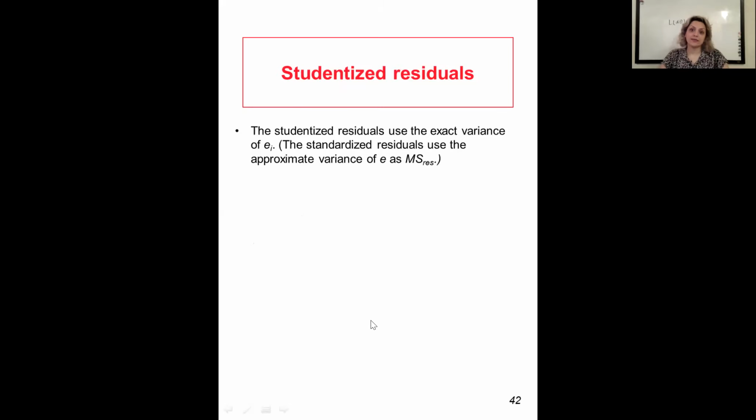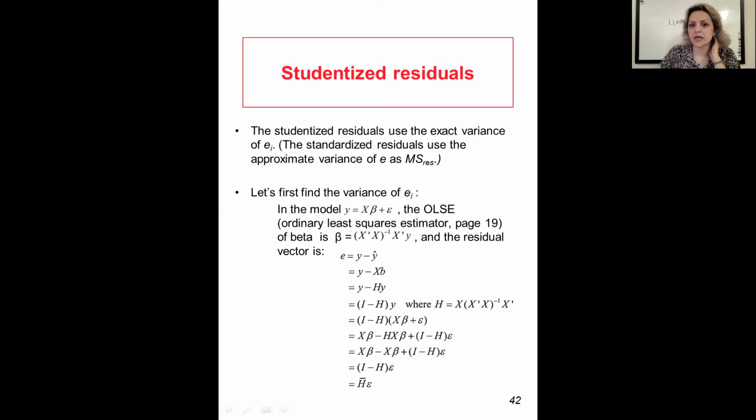The next one is the studentized residual. The studentized residual is a little different. It uses the exact variance that we have for e_i. The standardized residual used the one that we had before. I said that it used the MS of the residual, but the studentized one uses the exact variance.